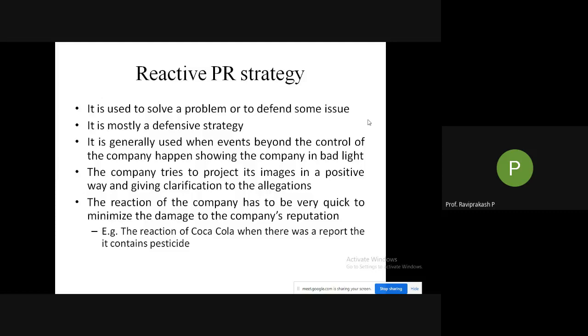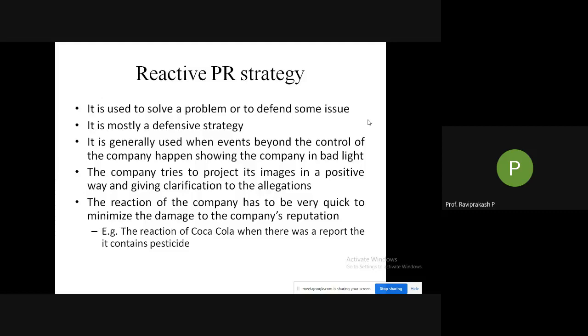Then the company tries to protect its image in a positive way and gives clarification to the allegations. Just explain. So they'll come out and say, okay, there's nothing wrong with us as of now. The investigation is going on. Let's see what will happen. So these are the things they do to protect the image of the company.